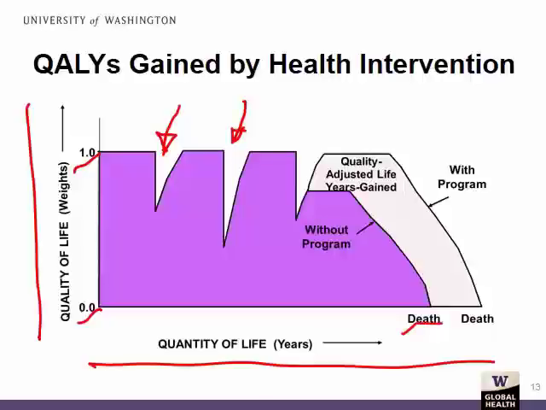And if you intervene and give them an intervention, maybe this was HIV, the bad disease, you give them ARVs, then it would increase their length of life here, and it would increase their quality of life, essentially going in this dimension. And this shaded area here is reflective of the number of QALYs gained by the intervention. But like I said, we're going to look at this in more detail in a coming week.